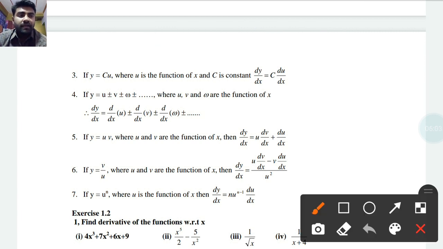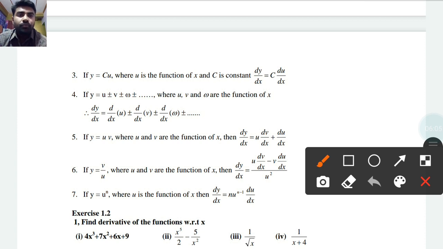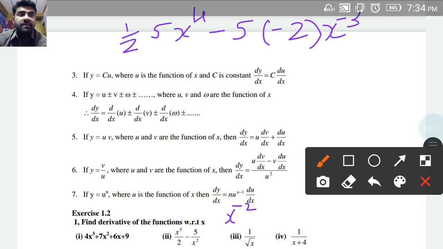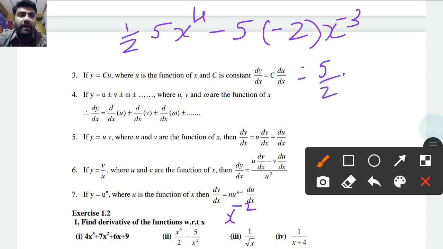Now the second equation: we have x raised to 5 upon 2, so 1 by 2 as it is, 5x to the 4, minus 5 as it is. Now see, x square, if we write it here, will be x raised to minus 2. So here power ahead, power minus 1, so that will be x raised to minus 3. So now that solution is 5 by 2 x raised to 4 minus, minus, plus, 5 into 2 is 10, so 10 upon x cube.